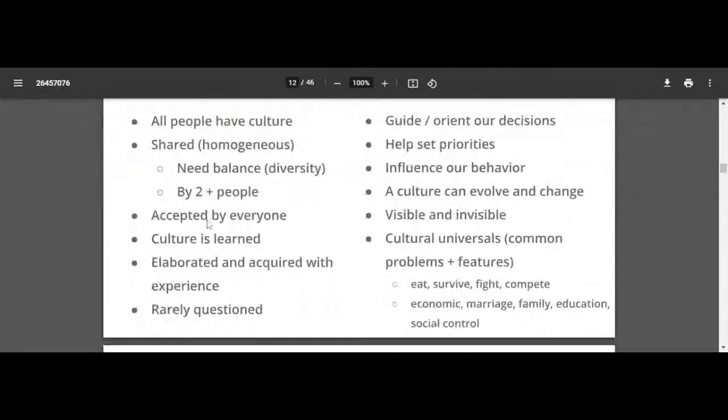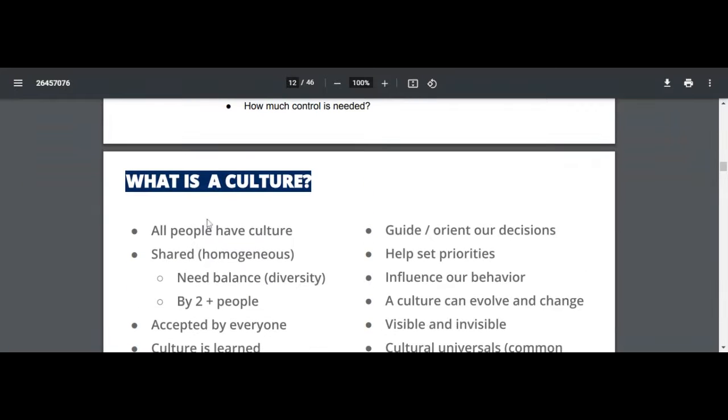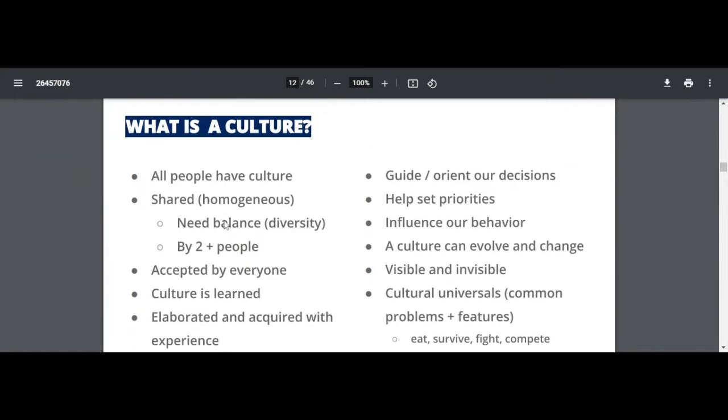So in our conversation about culture, there are multiple things that have come forward. I'm not going to go through all of them, but all people are culture. There's the notion that culture is shared. But I would say you need balance, because you don't want everybody to be homogeneous, because then you become almost not diverse, or you're doing discrimination. So you need to have that balance, and that's probably a challenge too.